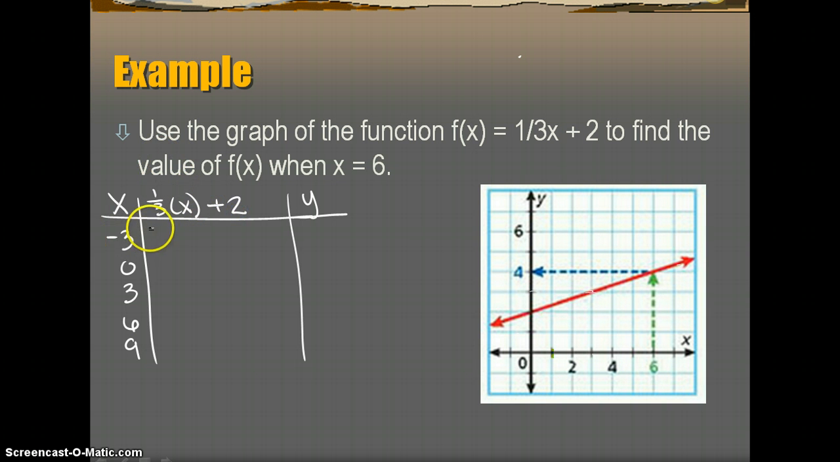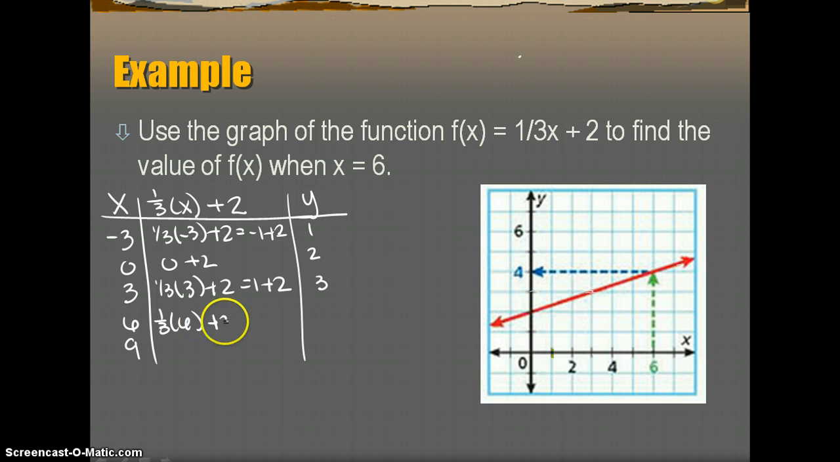So -3 times 1/3 plus 2 is -1 plus 2, so 1. If you plug in 0, you get 0 plus 2, which is 2. 1/3 times 3 plus 2 is 1 plus 2, so 3. 1/3 times 6 plus 2 is 2 plus 2, so 4. And then 1/3 times 9 plus 2 is 3 plus 2, which is 5.